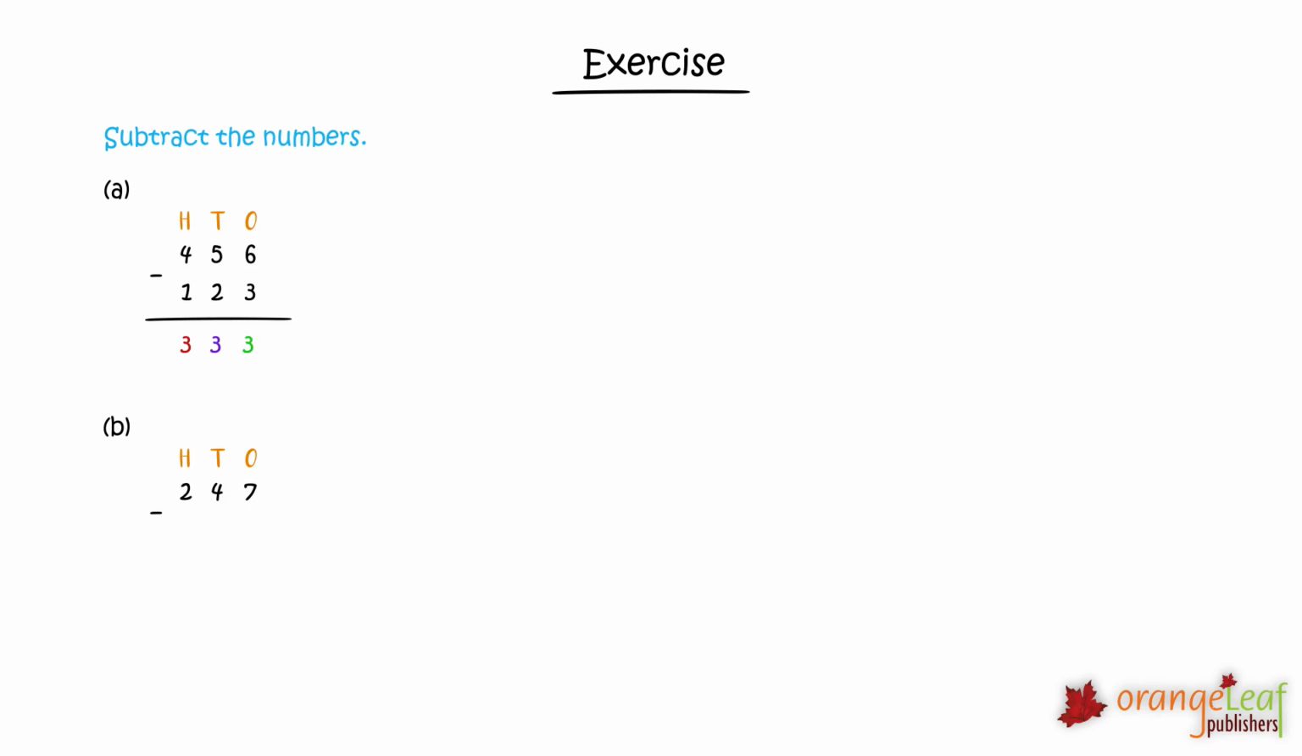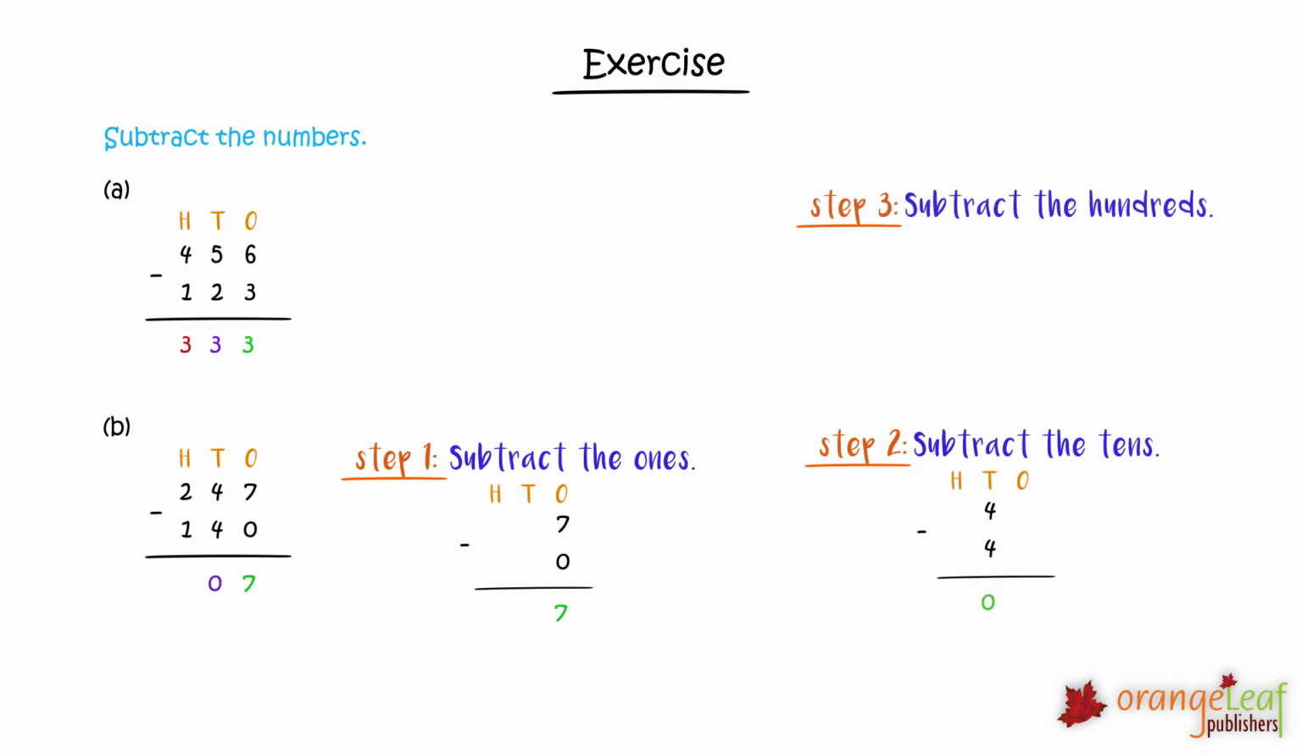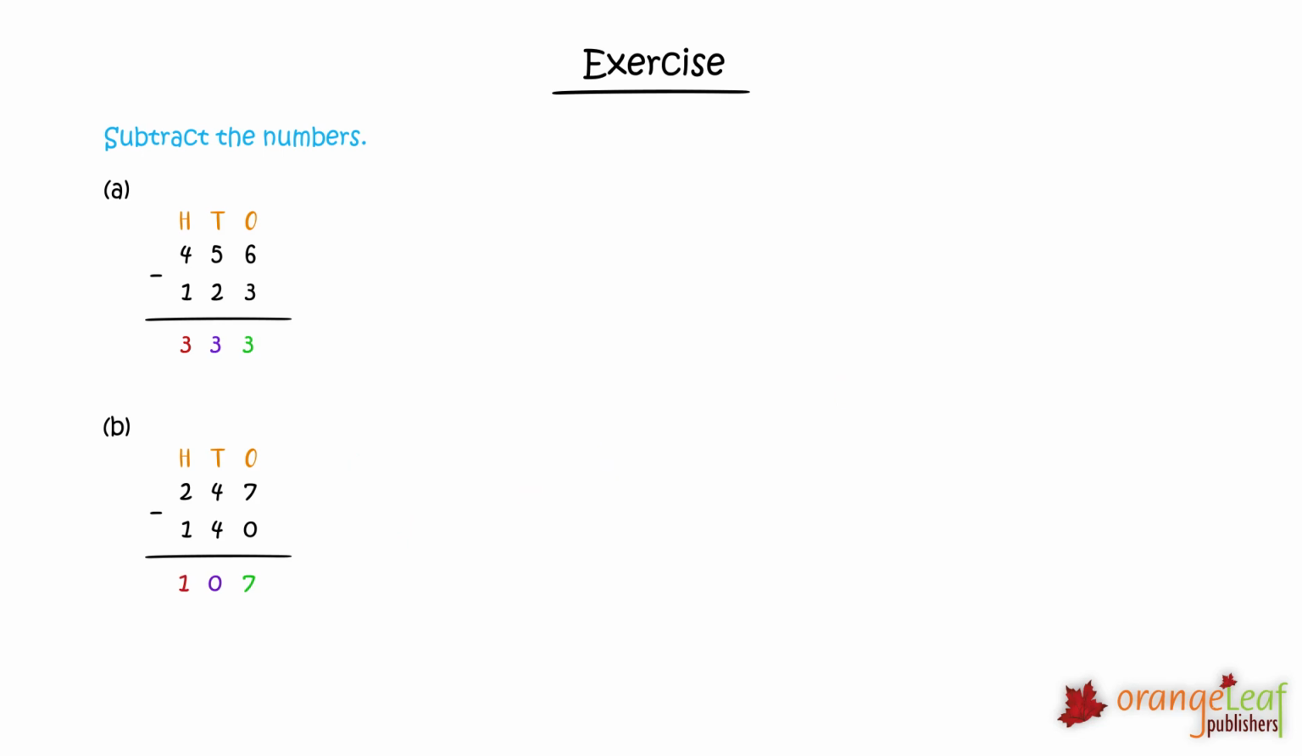B. 247 minus 140. Step 1. Subtract the ones. 7 minus 0 is equal to 7. Step 2. Subtract the tens. 4 minus 4 is equal to 0. Step 3. Subtract the hundreds. 2 minus 1 is equal to 1. The answer is 107.